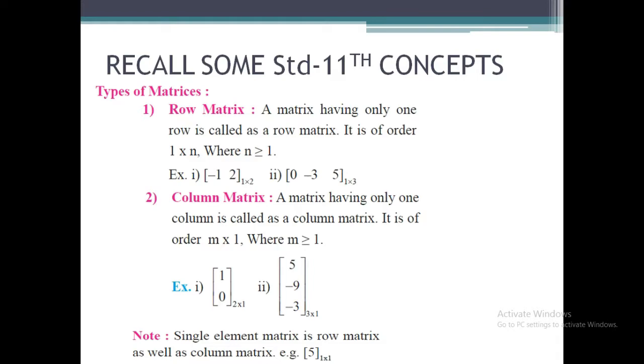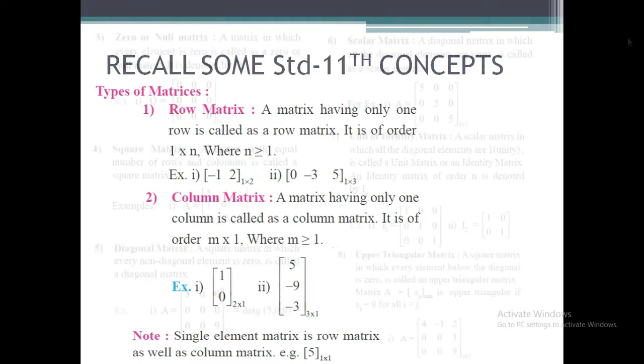The second one was the column matrix. Similar to the row matrix, we have a column matrix in which we have one single column and m rows, where m is greater than or equal to 1. Now if a matrix contains a single element, then it is both a row matrix as well as a column matrix. It satisfies both the definitions.